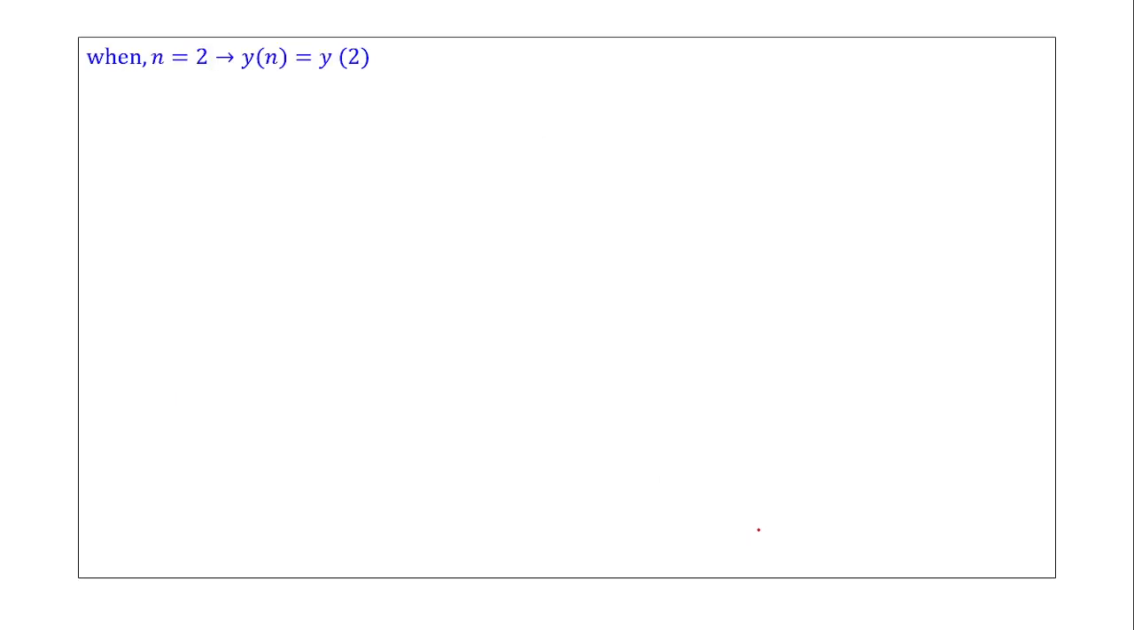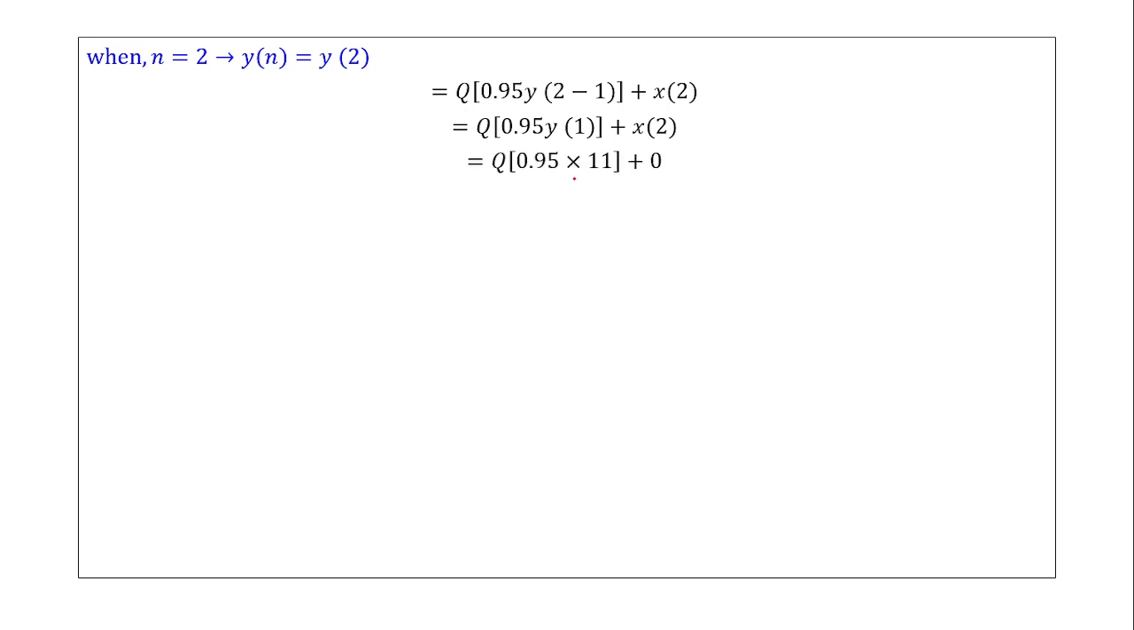Similarly, n equal to 2. So y of 2 minus 1 is y of 1, and the quantized value we found for y of 1 is 11. So 0.95 into 11 is 10.45, and the rounded value is 10. So when n equal to 2, the value is 10. Now we have to make sure whether it has entered into the limit cycle or not. We say it has entered into the limit cycle when, even if the input changes, the value remains the same.